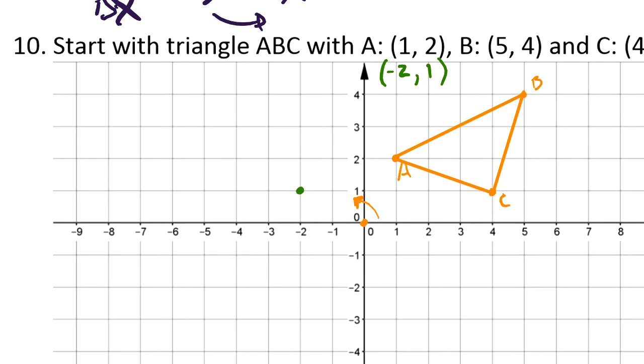Oh, I erased part of the A there. So back to the green. So C, you can see, is at 4, 1. And I believe that C is going to have to go to -1, +4. -1, +4. So this point right here is going to be my C prime. Oh, by the way, down here was the point A prime.